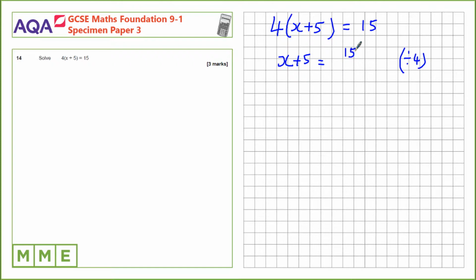It's 15 over 4. The next step, we can take away 5, so we'll be left with x on the left-hand side, and 15 over 4 minus 5 on the right-hand side. If we calculate that, that leaves us with minus 5 over 4 equals x.